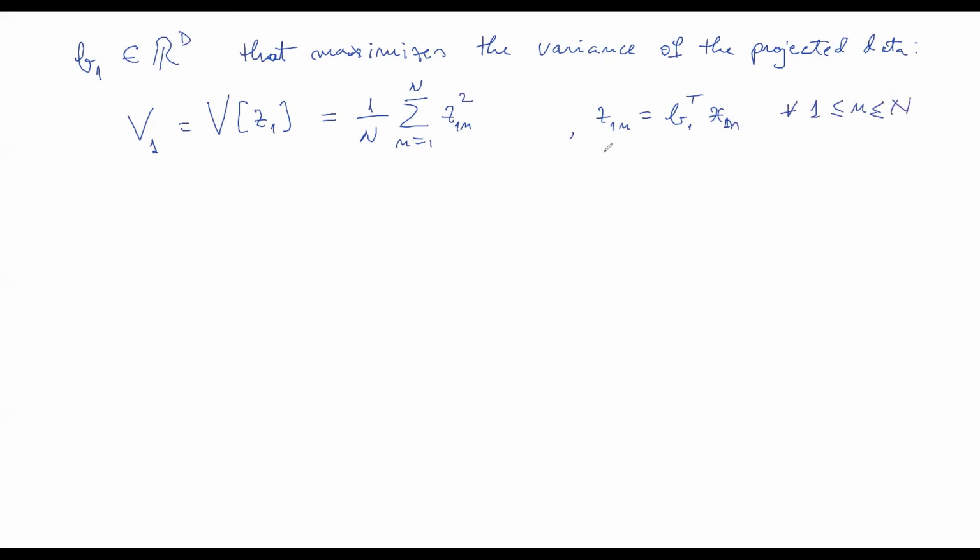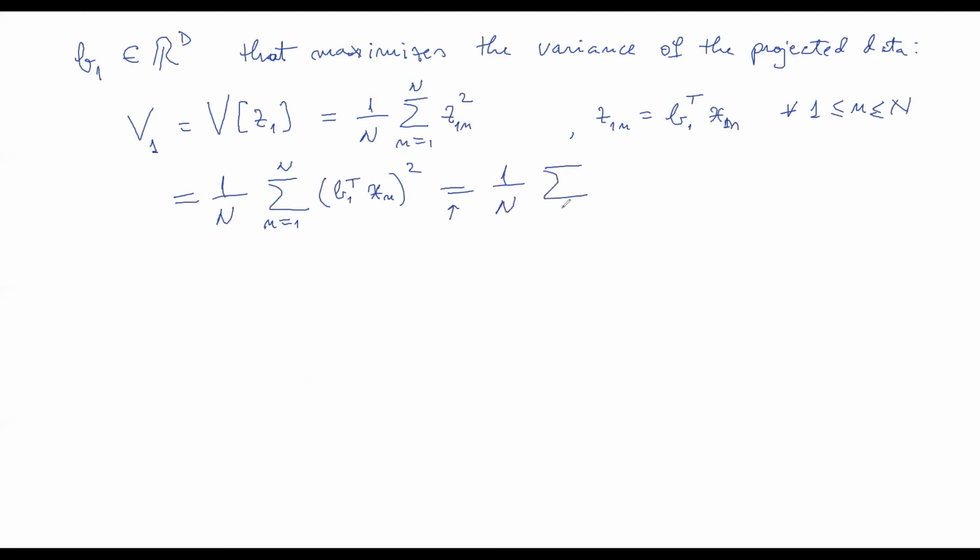And with this insight, we continue our calculation. The variance is going to be 1 over n, the sum of, and instead of z1n, I'm just putting this one: b1 transposed times xn, the inner product of these vectors. And that is equal to, and here I have one argument for why, I'm going to explain the argument in a moment.